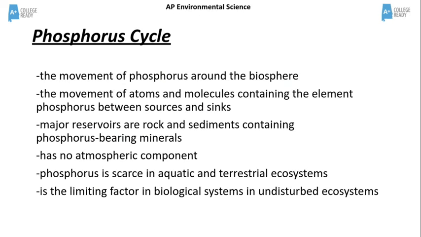The next biogeochemical cycle is the phosphorus cycle. It shows the movement of phosphorus around the biosphere. Major reservoirs of phosphorus are rocks and sediments. One unique characteristic of this cycle is that there is no atmospheric component. In other words, there is no gaseous form. Phosphorus is a limiting factor in ecosystems because it is scarce.